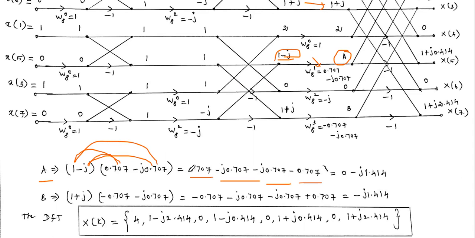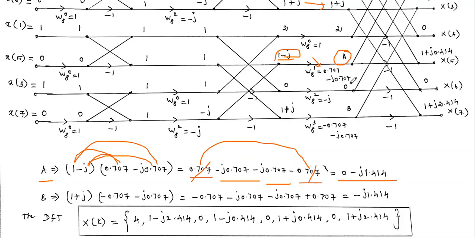In these 4 terms, you add the real terms together. 0.707 minus 0.707 cancels. Then here, minus j 0.707 twice, so it is minus j 1.414, that is 2 into 0.707. This is the value available in A. Here no space is available, so that's why I took this point as A. So in A, the data available is 0 minus j 1.414.